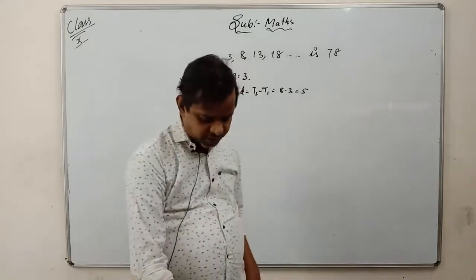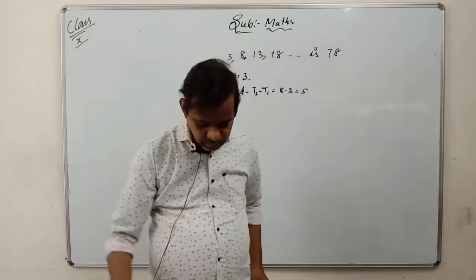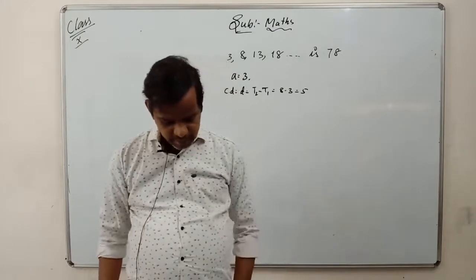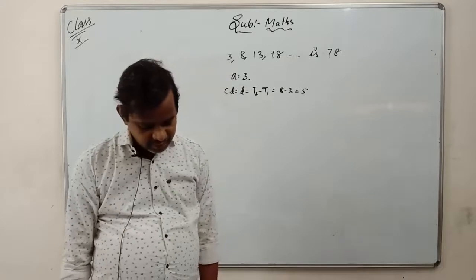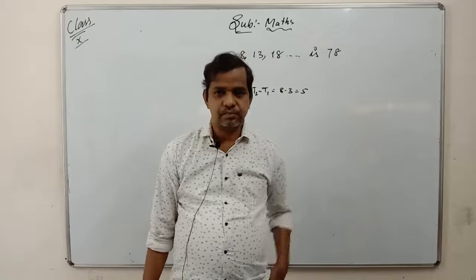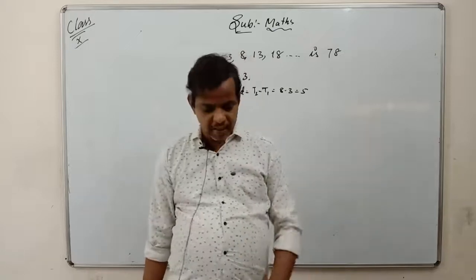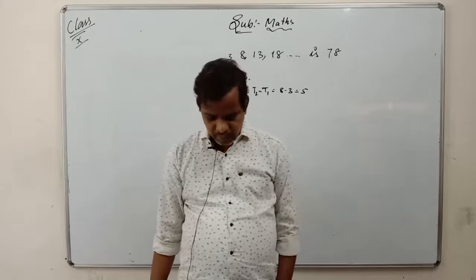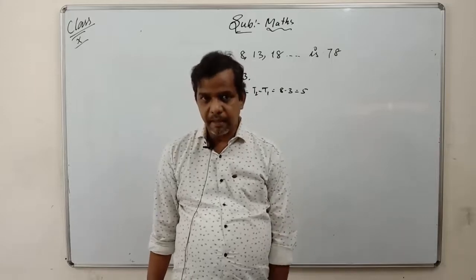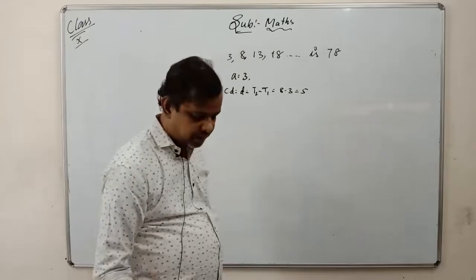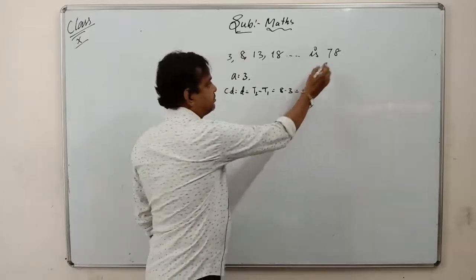If D equals 5, is given D equals 5 here, then the nth term is given. Let the nth term of the given AP be 78. So nth term in the sense the last term.